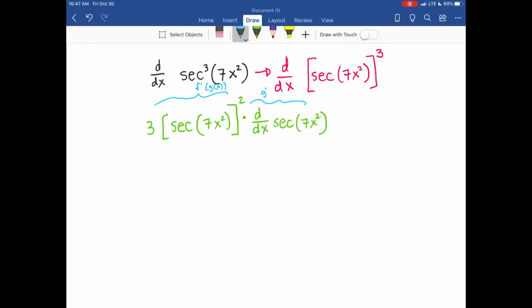And you might see this is also a chain rule. The nested function in that is 7x squared. So our next step is to take the derivative of secant of 7x squared. The derivative of secant x is secant x tan x. So our answer is going to look like this. So now this is our f prime of g of x. The g is 7x squared. And this is our g prime.